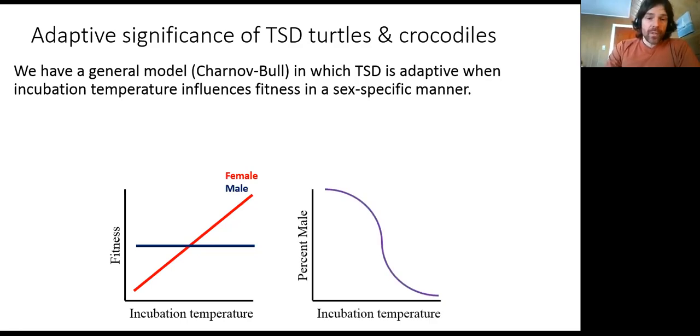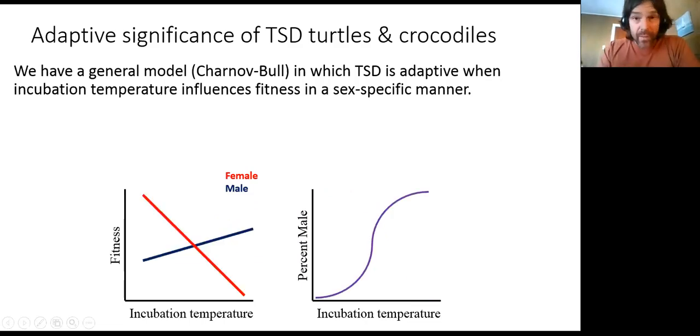So under these fitness functions, we'd expect this temperature by sex reaction norm to evolve, where you'd get males at cool temperatures and females produced at warm temperatures. Remember, it's percent male on the y-axis here. So high percent male at low temperatures, low percent male at warm temperatures. Alternatively, you could have something that's completely opposite, right?